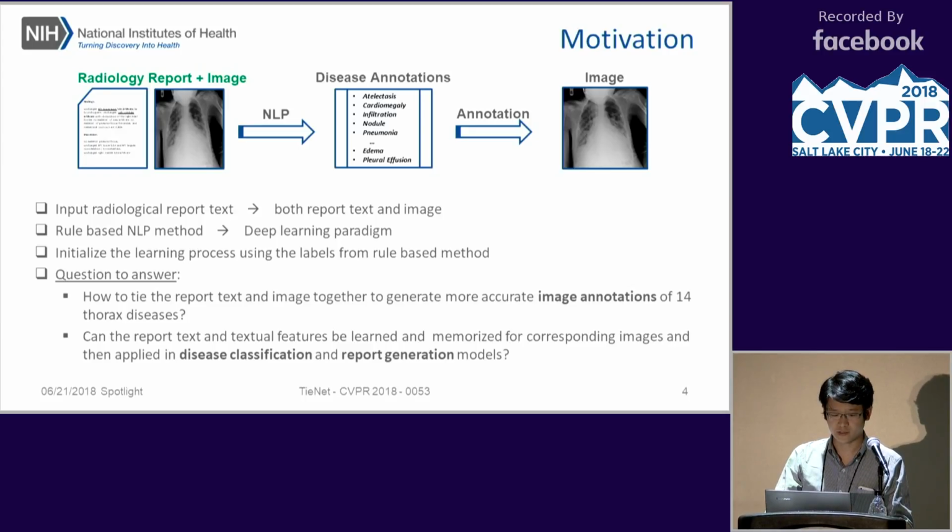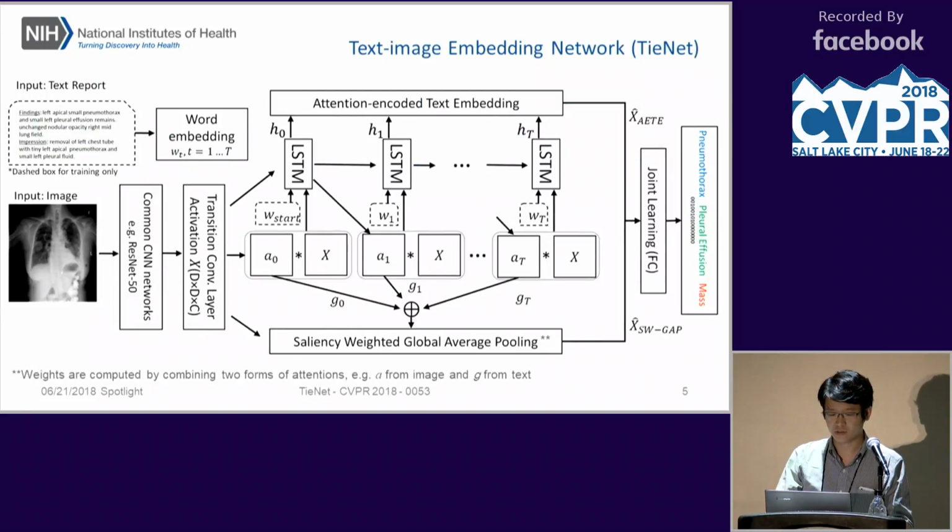So for this case, we designed the TINET network particularly for those two purposes. TINET is an end-to-end trainable network combining the CNN and RNN structures together. TINET can take a common CNN architecture as the backbone, such as ResNet 50. Multi-level image and text attentions are applied for encoding the image and text features. And finally, two sources of features are combined for the final classification.